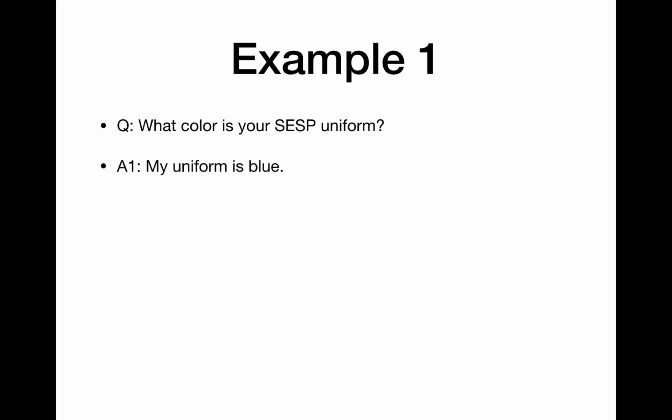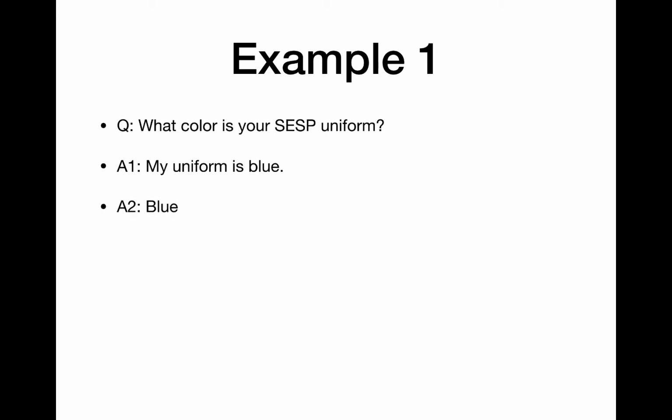So now that we've seen the rubric and looked at the criteria and gone over the process, let's take a look at some examples. Here's example 1. The question is, what color is your SESP uniform? Answer number 1, my uniform is blue. Now, is this response relevant to the question? Absolutely. Is it an attempt at a complete sentence? Absolutely. Is the grammar correct? Absolutely. Is the vocabulary correct? Yes. And are the mechanics correct? 100%. So this response would earn 3 points.